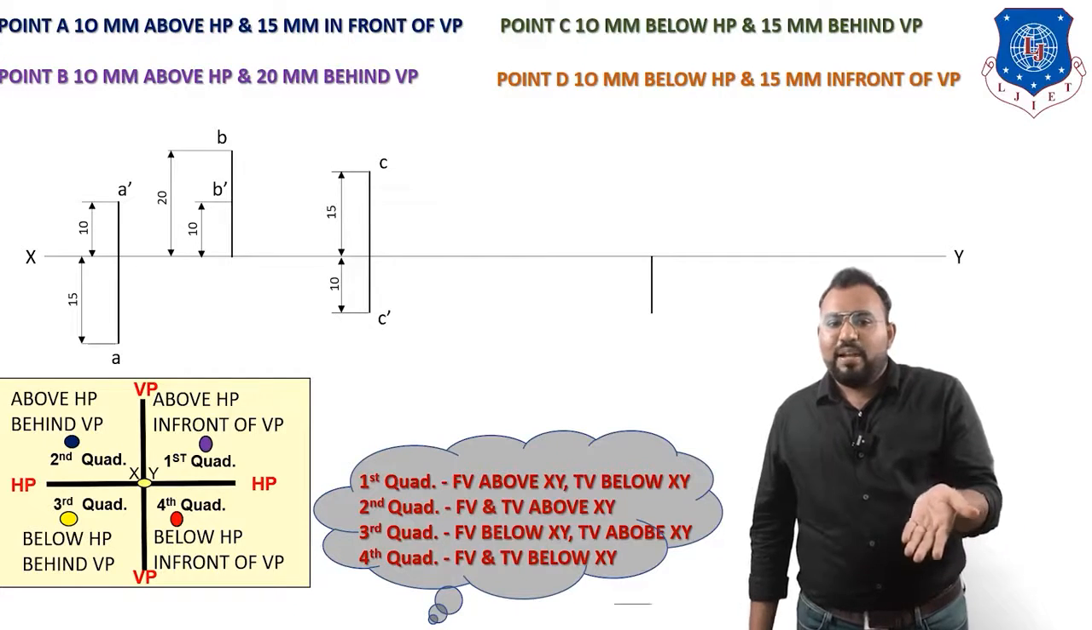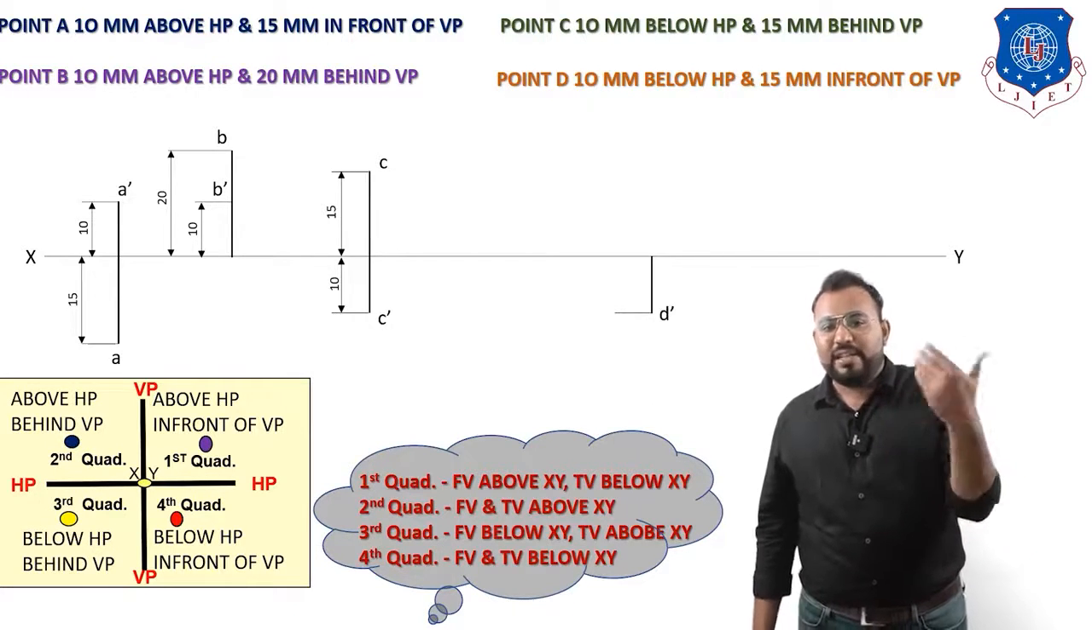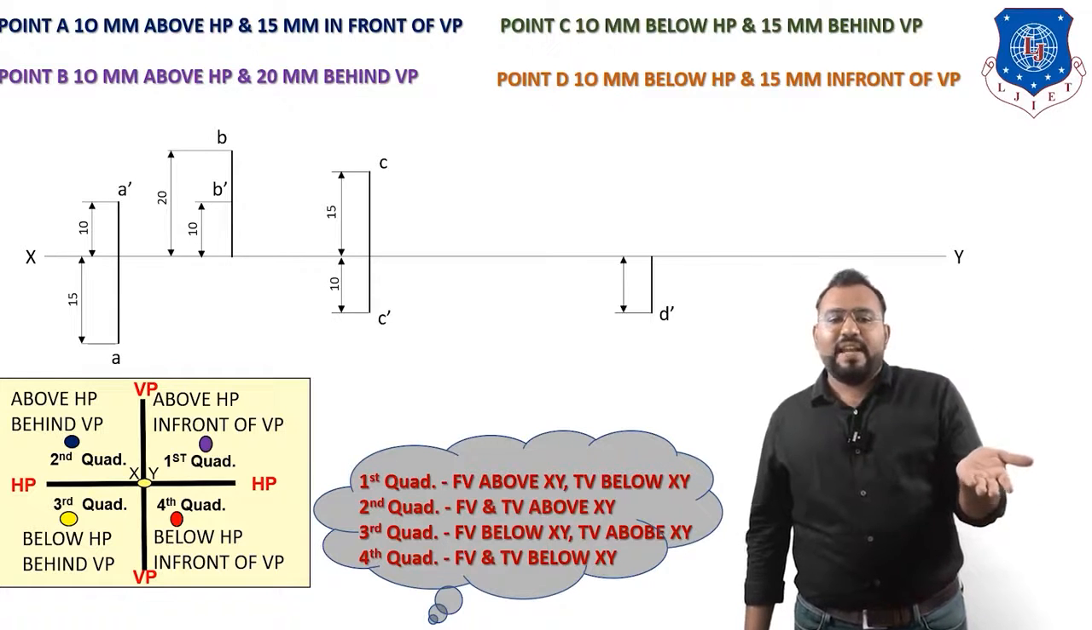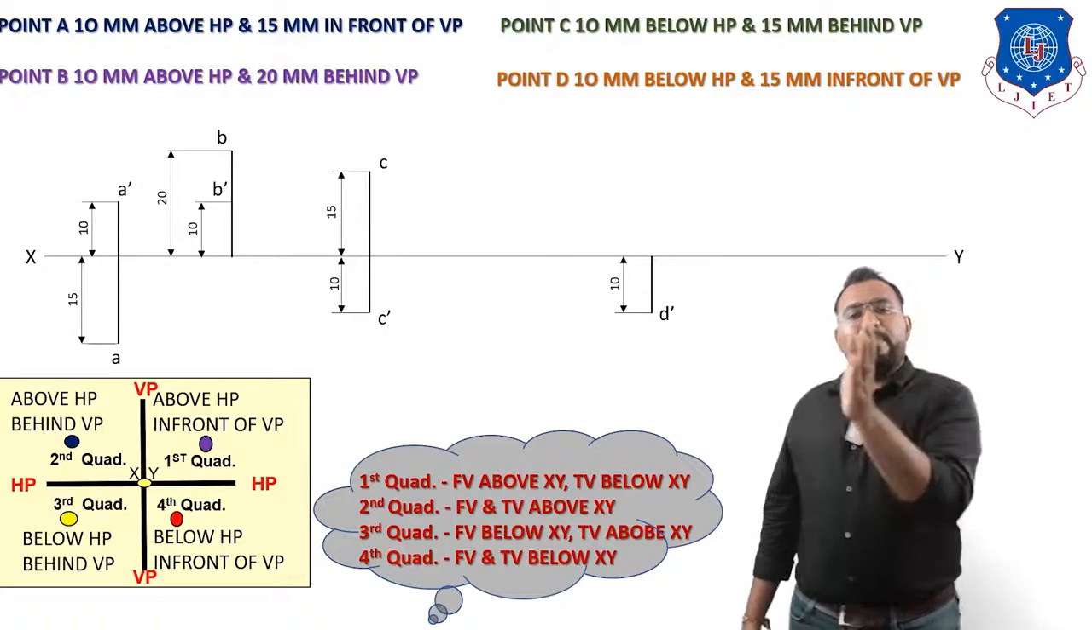Like this, draw. Now give it a name. Give it the name point D dash because it is a front view. We always give the notation by a dash. Draw the extension line and now assign the dimension using the aligned method. Write 10.